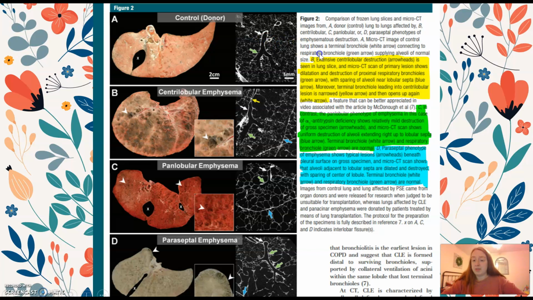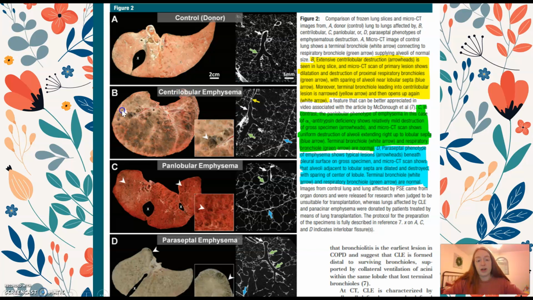I'm not going to go in depth into this because you can pause and read for yourself. However, for the top portion, I'll quickly explain. It's a control donor, and we have no issues going on here in this lung. However, as we go down south here, type B, C, and D, we have issues. So B, centrilobular, we have some pretty extensive damage here.